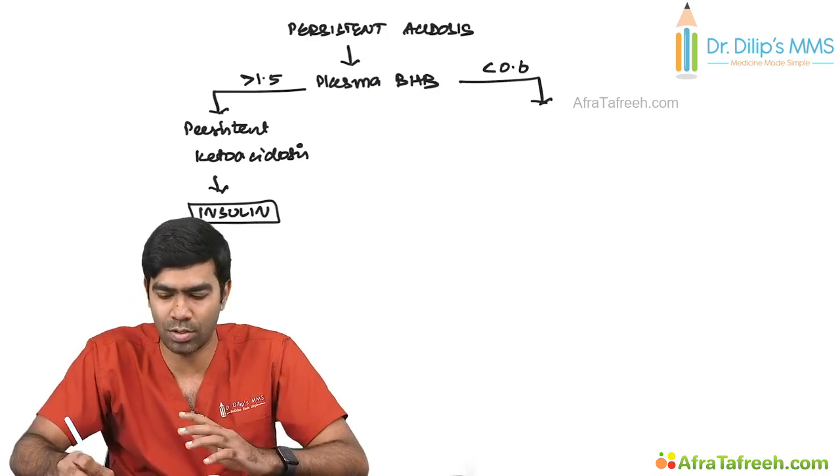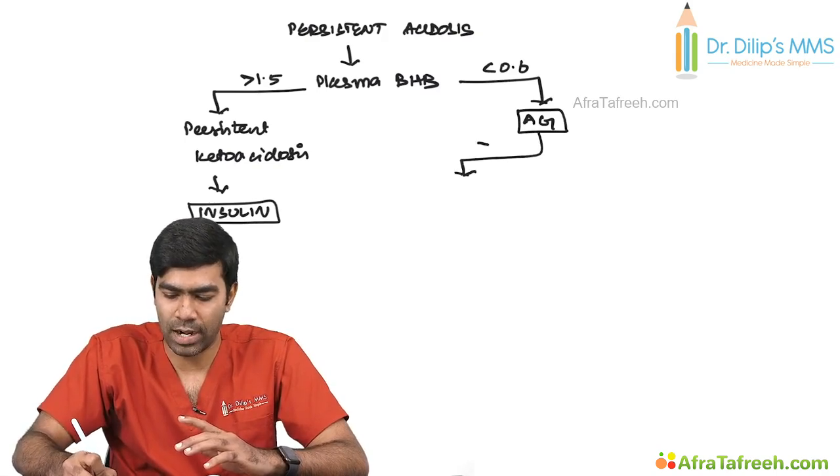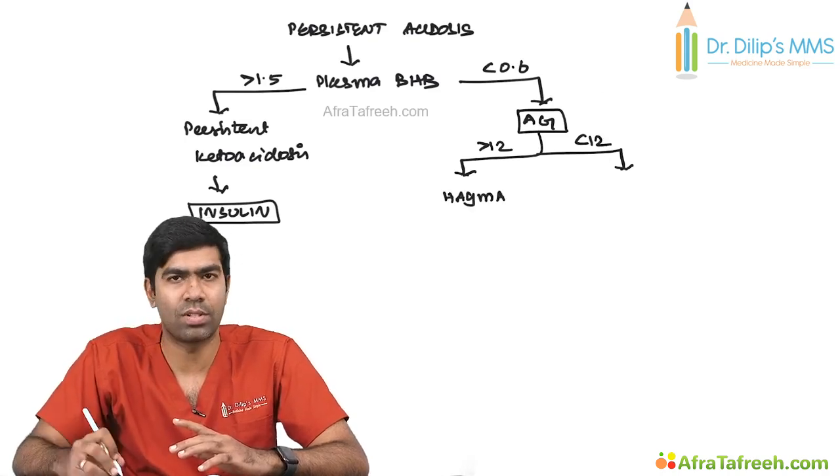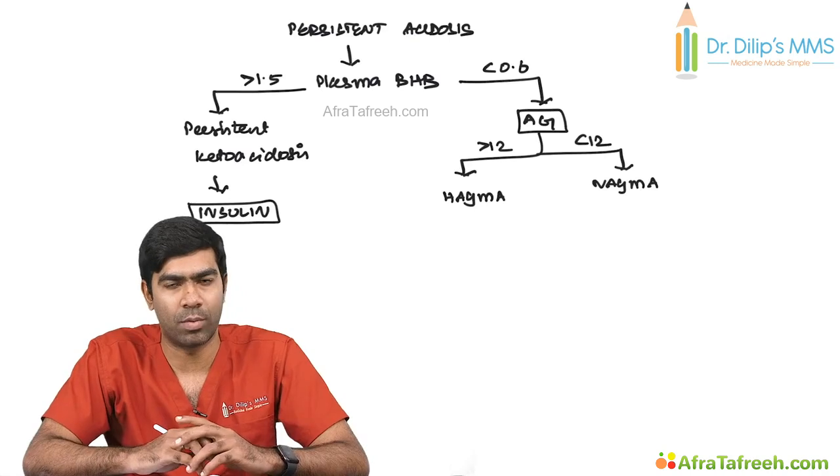So what is the reason for acidosis? You have to look at the anion gap in that setting. The anion gap is more than 12 or less than 12. If it's more than 12, I'm dealing with a high anion gap metabolic acidosis. If it's less than 12, I'm dealing with a NAGMA, that is normal anion gap metabolic acidosis.